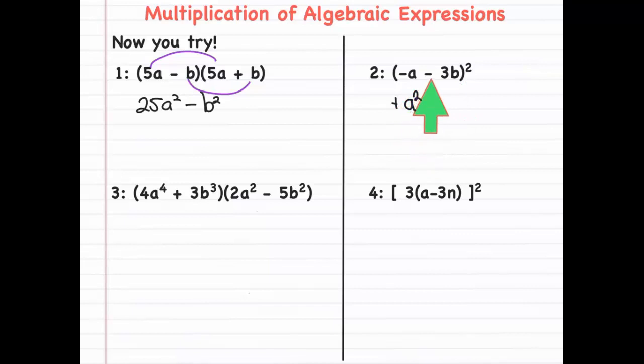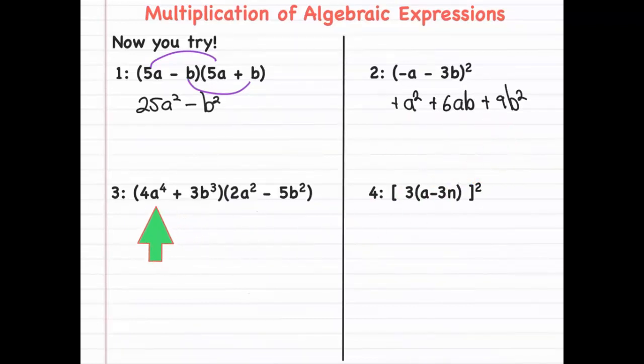So minus a times minus 3b, that is a plus 3ab. Times 2 is a plus 6ab, okay? And then second with second, minus 3b times minus 3b, that will lead to a plus 9b squared. Okay, and that is all there is to it.